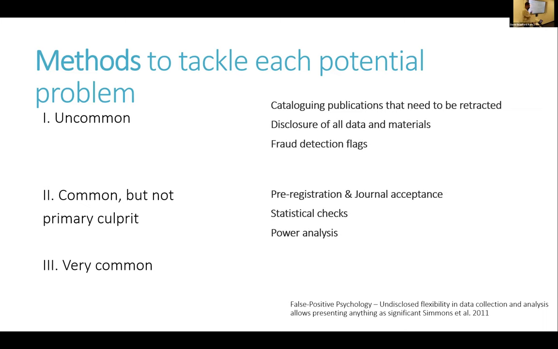For the second category, what can be done is pre-registration and journal acceptance, which I'll elaborate on in this talk. Statistical checks to make sure you're not computing things incorrectly, and doing a proper power analysis, are other approaches. For the last category of p-hacking, there are new techniques coming out of the psych, statistics, and economics communities. Given that we understand that many researchers p-hack, how can we look at a body of literature and quantify the extent to which a phenomenon might be hacked? I'll describe a bit of those methods today.